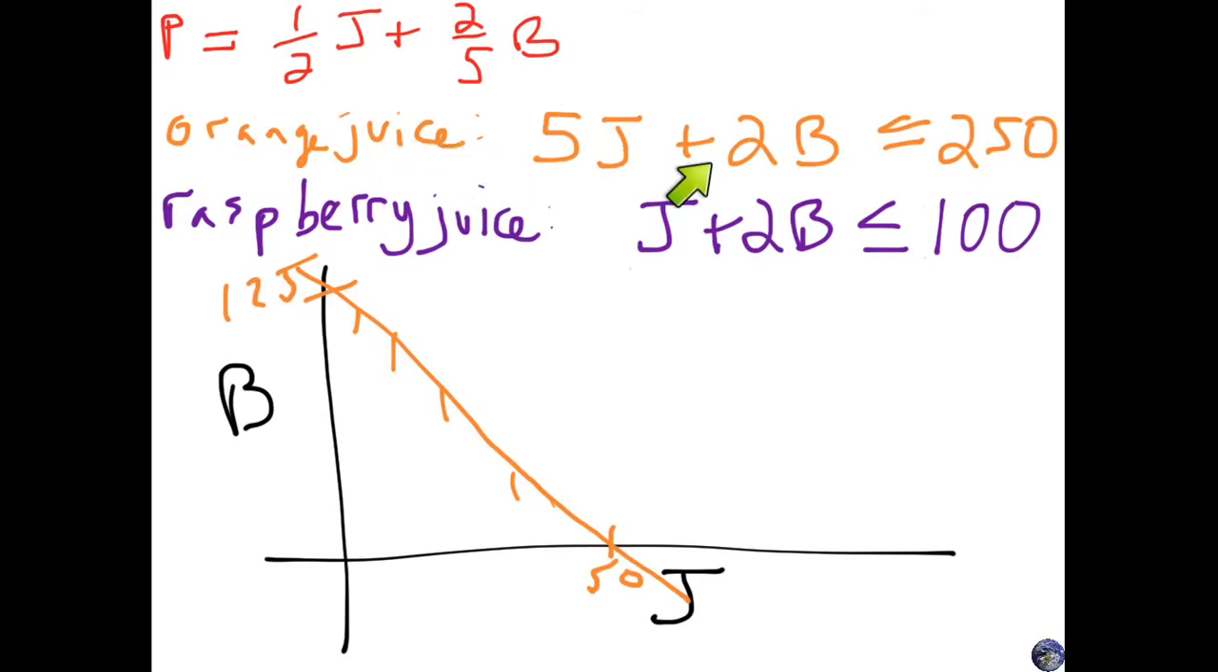Alright, so that's the orange juice constraint. Now let's do the raspberry juice constraint. We'll do the same kind of thing.